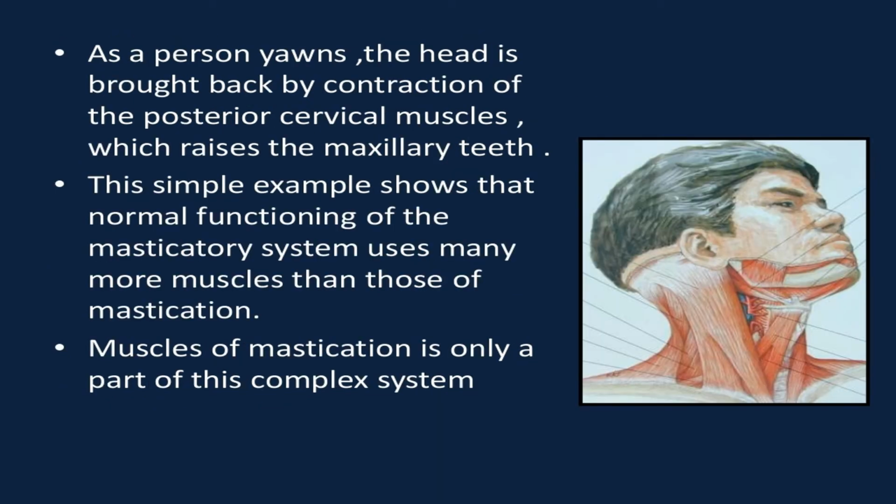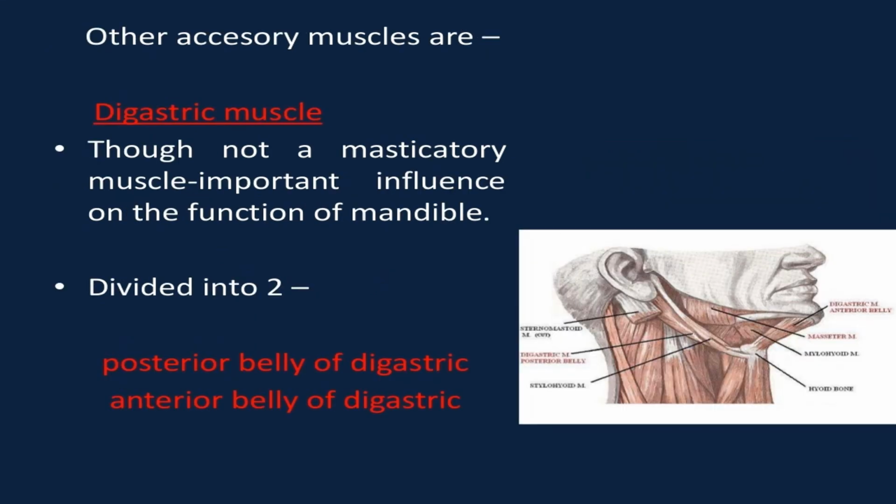80. As a person yawns, the head is brought back by contraction of the posterior cervical muscles, which raises the maxillary teeth. This simple example shows that normal functioning of the masticatory system uses many more muscles than those of mastication. Muscles of mastication are only a part of this complex system. 81. Other accessory muscles: digastric muscle, though not a masticatory muscle, has an important influence on the function of the mandible. Divided into two: posterior belly of digastric, anterior belly of digastric.